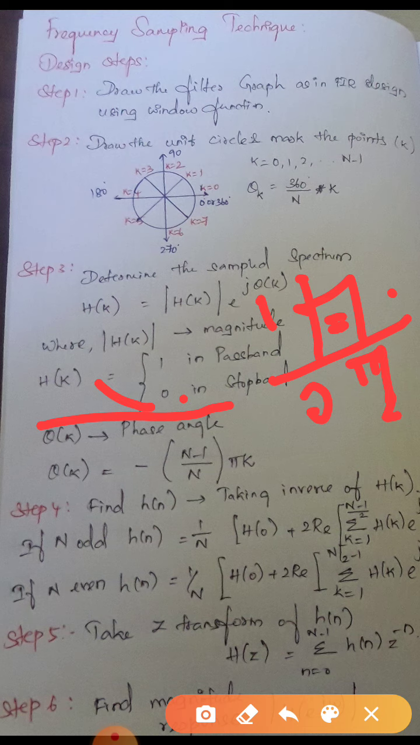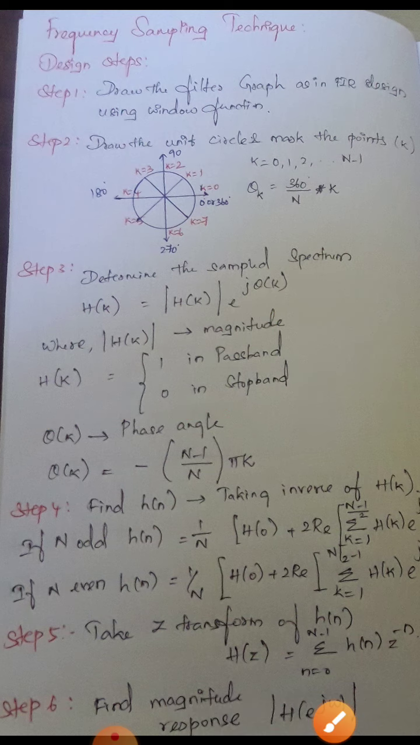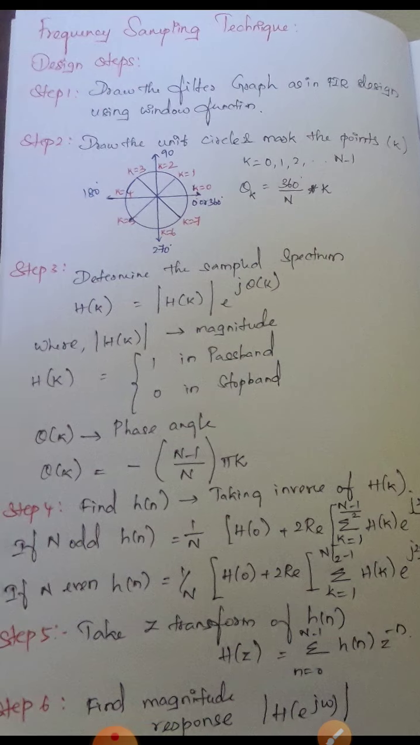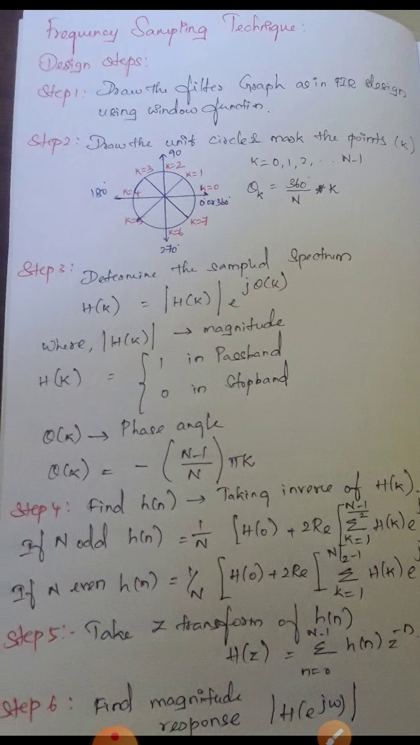Then theta of k you have to find out using this formula, that is theta of k equal to minus (N minus 1) by N into pi k. Then step 4 is you have to convert this H of k into h of n by using this formula. We have two formulas, for odd sequence and even sequence. This is nothing but the inverse DFT formula, right? Inverse DFT is nothing but h of n.